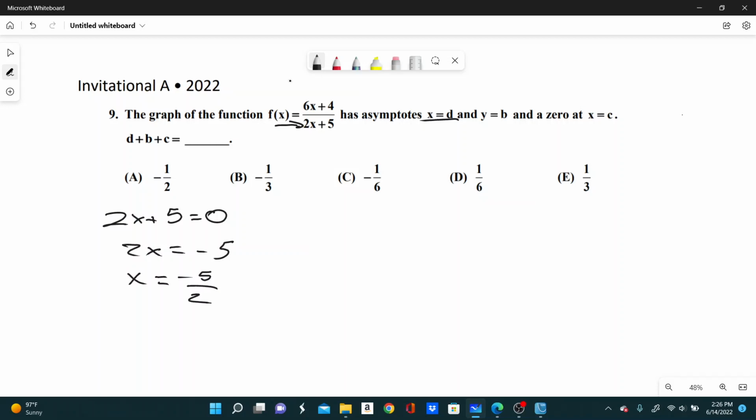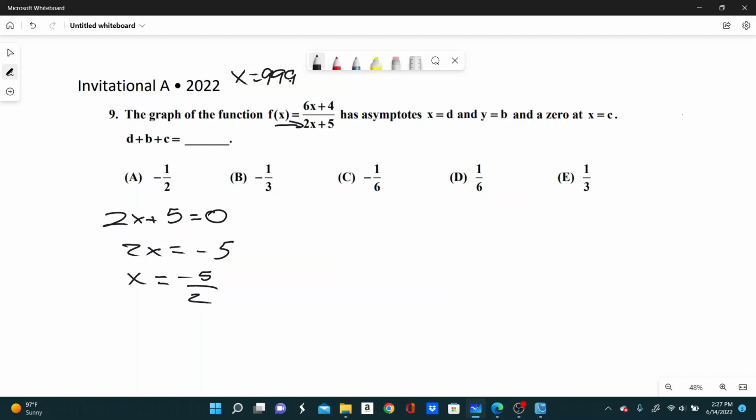Then for our horizontal asymptote, y equals b, you just have to think about the end behavior. What is f of x going to approach when x gets very, very large or very, very small? So if x is very large, say x is like 999. In reality, the numbers get way bigger than this, obviously, but just for the sake of simplicity. If you were to plug this number in, you would multiply it by 6, add 4, multiply by 2, add 5, and then you would divide.